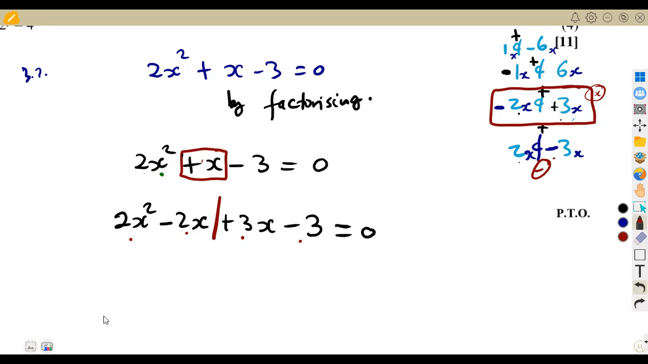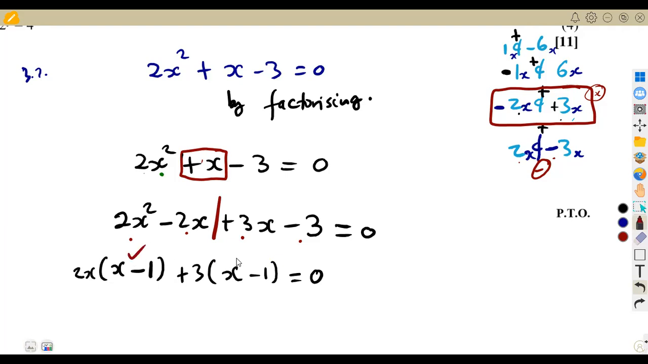We are used to this. We can group this into 2 by factoring out 2x, which is the highest common factor here. So 2x squared divided by 2x is x, minus 2x divided by 2x is minus 1. Plus 3x and 3, we can factor out plus 3, and we remain with x. Dividing 3x and 3 gives plus x, and minus 3 divided by plus 3 is minus 1. This must be equal to 0.